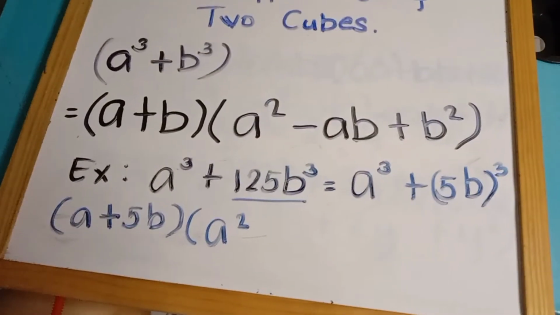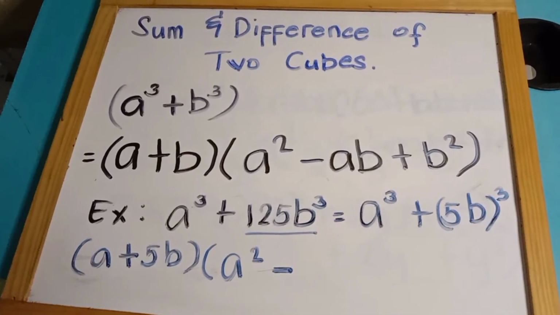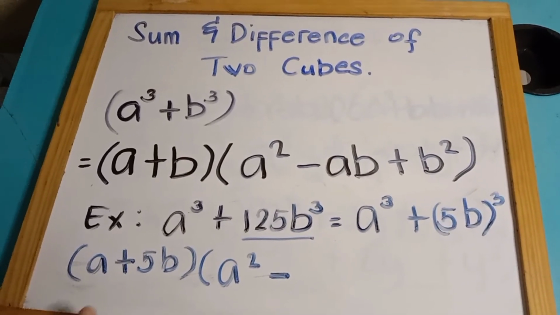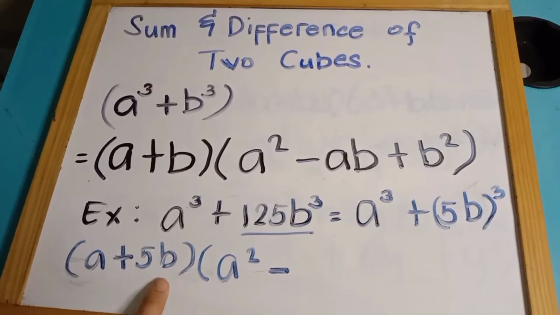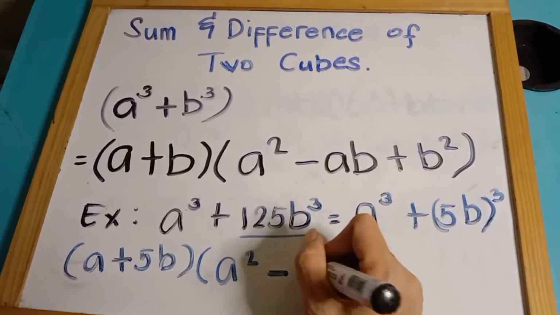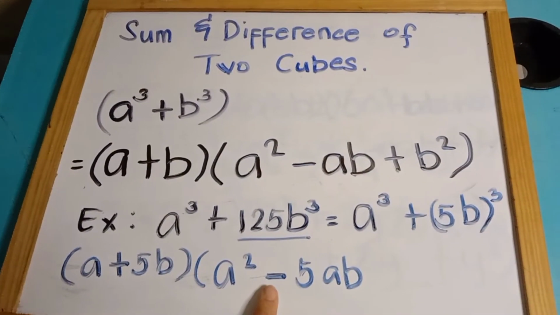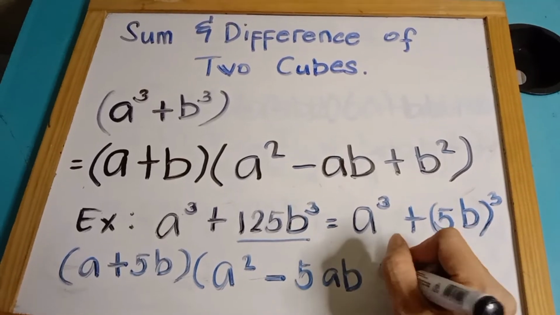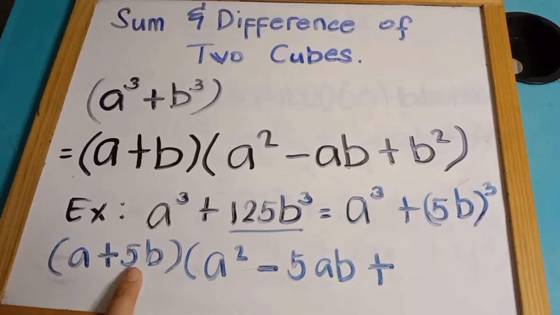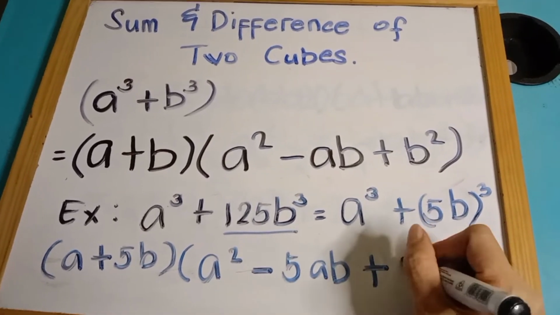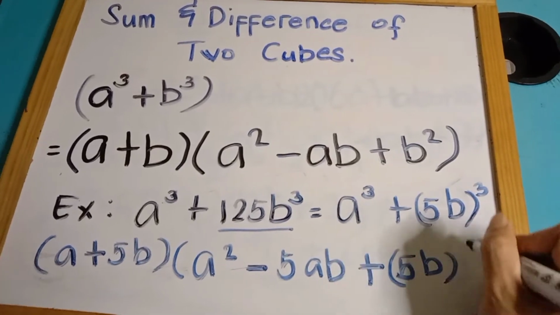What is our sign? Alternate. So, positive na to. Magiging negative na yung sign ng ating second term. So, product of the first and last term. So, a times 5b, that will be 5ab. And then, what is our sign? Since negative na to, magiging positive na yung sign natin. And then, squared the last term. So, ano yung squared ng last term? So, that will be 5b squared.